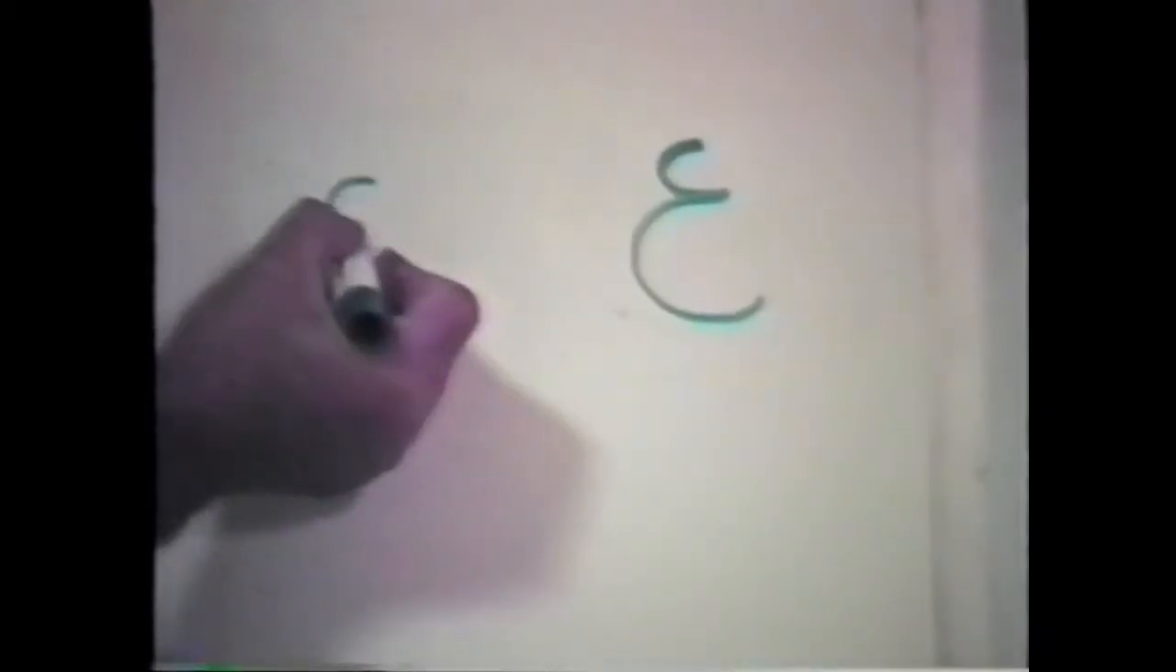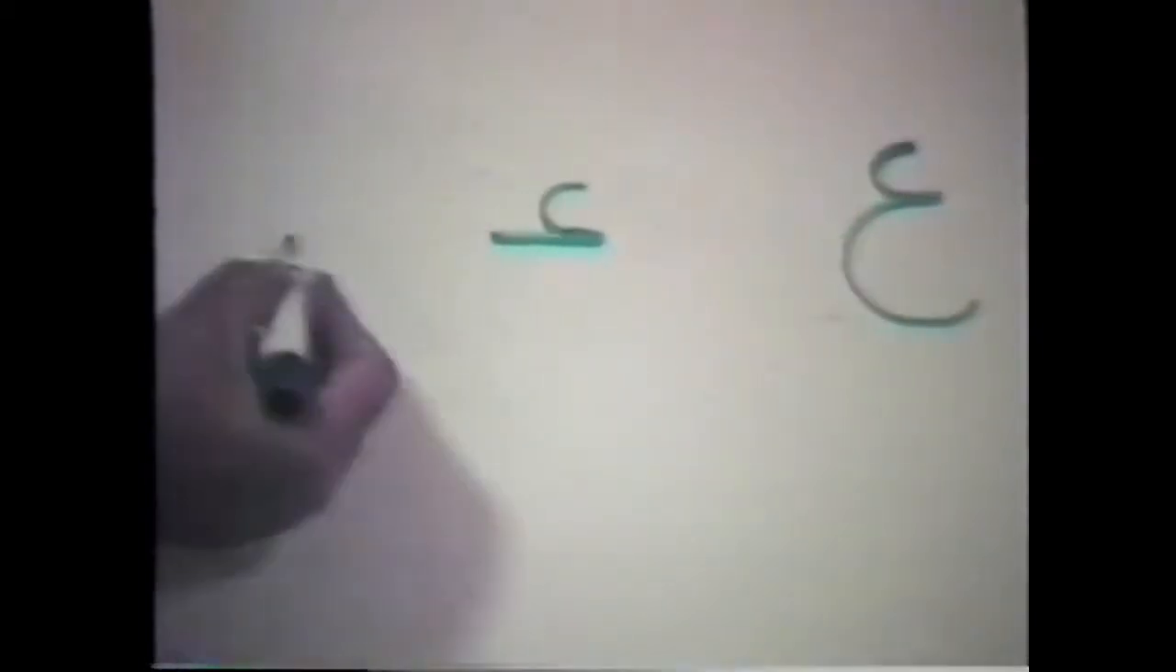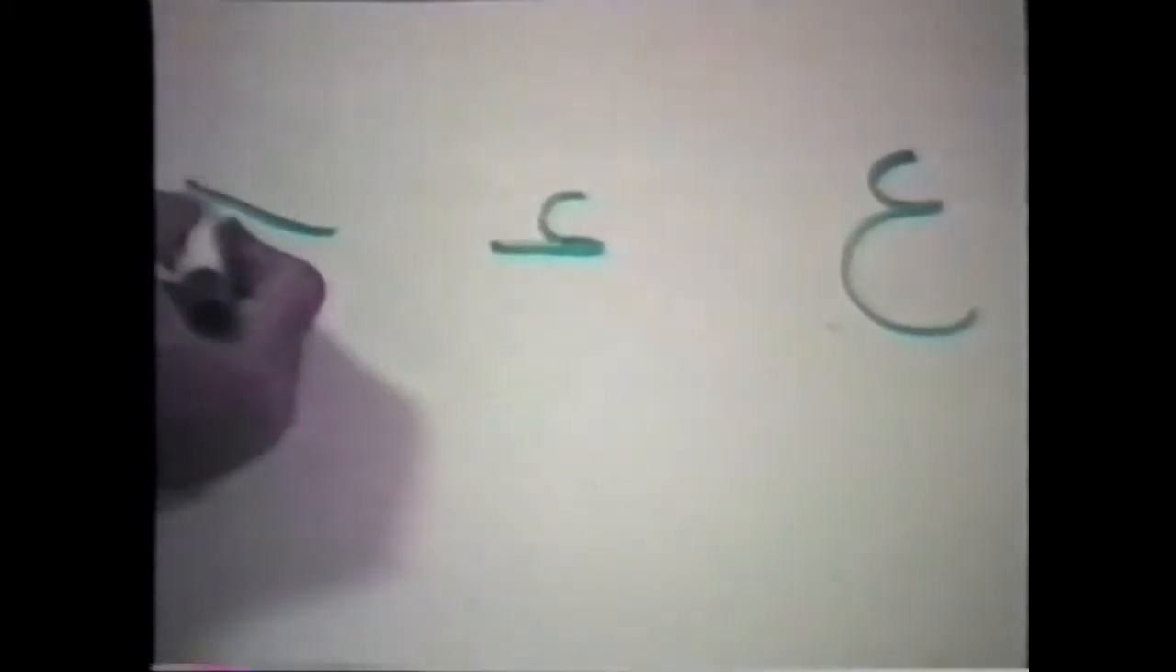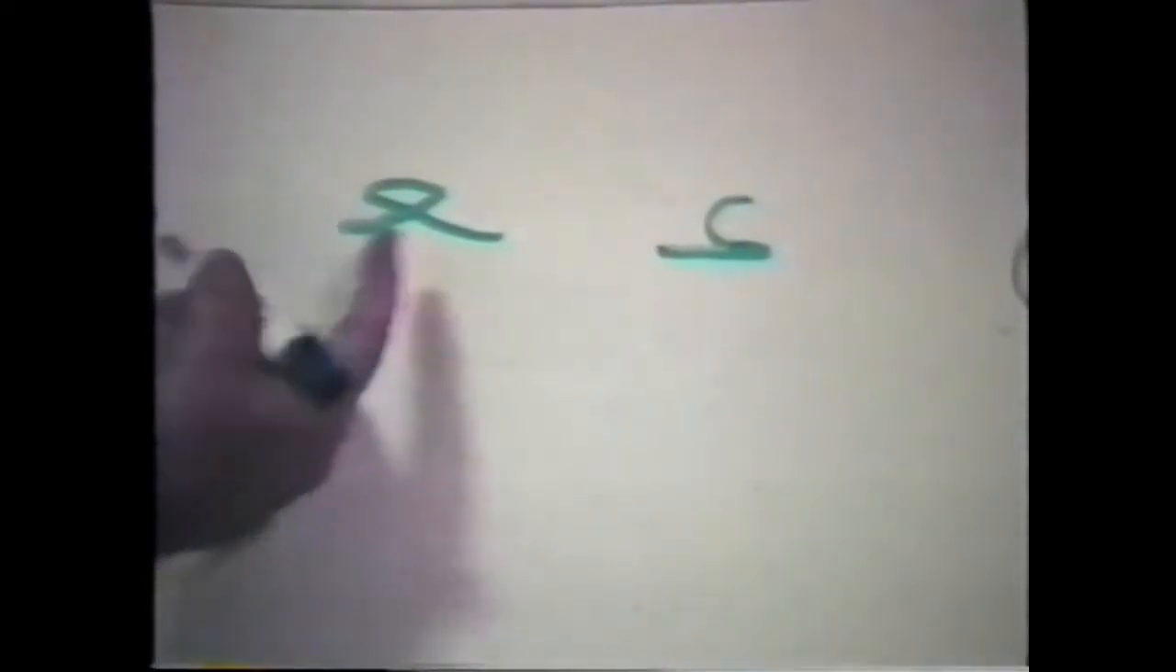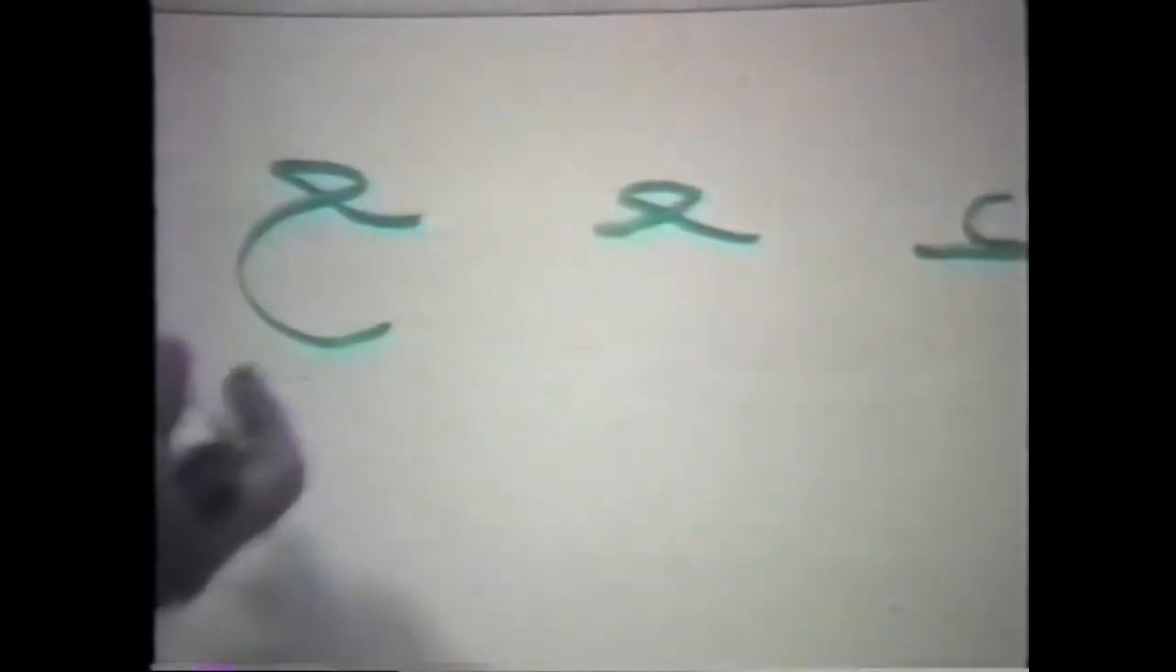Oops, I lost all my colors here, but it's okay. The next letter is very interesting, the letter Ain. You know that it looks like this. At the beginning of the word, it looks like this. In the middle, now what's this? It looks like this. This is in the middle of the word. At the end, it looks like this. That's why I told you it's an interesting letter.